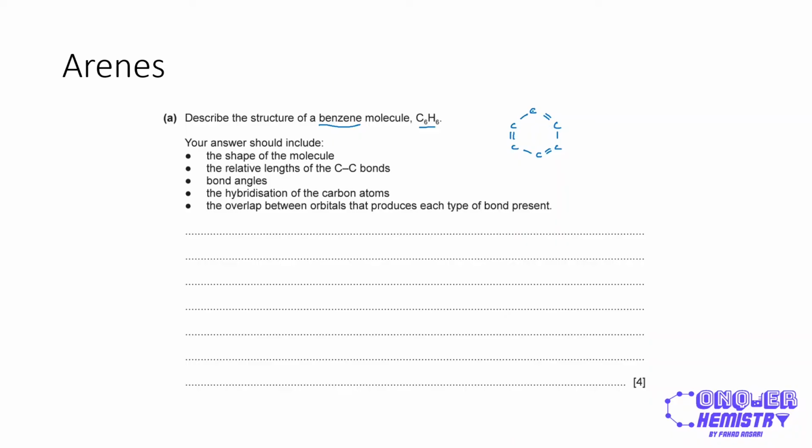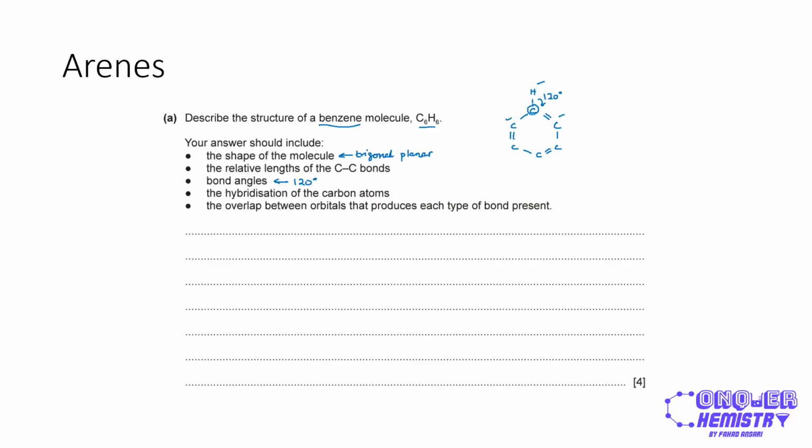So each carbon atom, as a result, is bonded to one hydrogen atom each. If I consider this carbon atom, it is bonded to 1, 2, 3 atoms, right? And it has no lone pairs. So around this carbon atom, the shape is going to be trigonal planar. The shape is going to be trigonal planar around each carbon atom, and the bond angle is going to be 120 degrees.